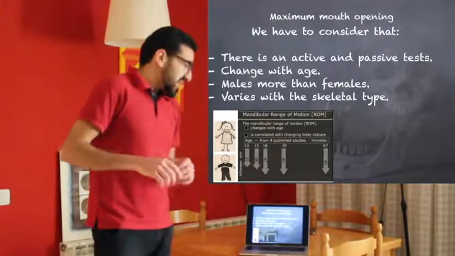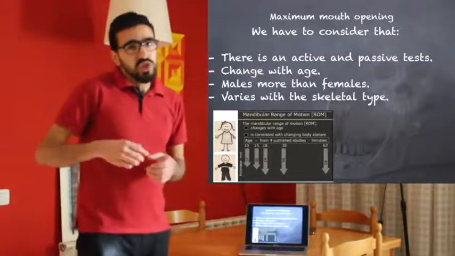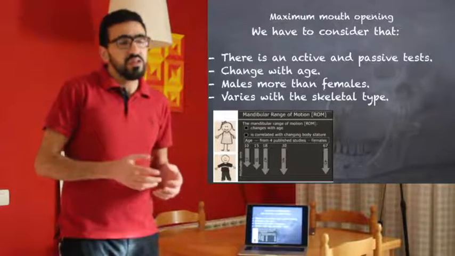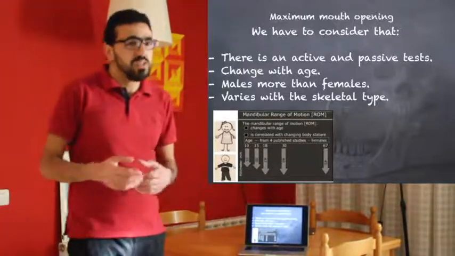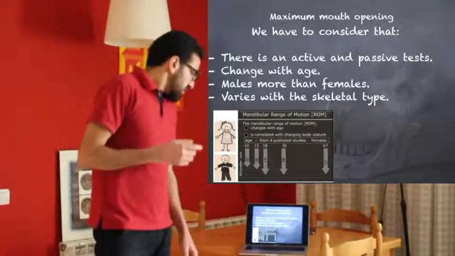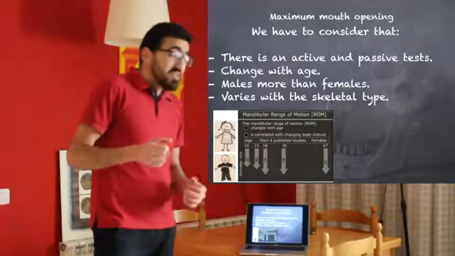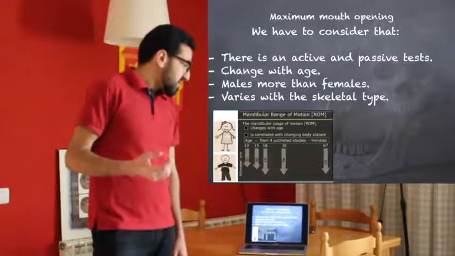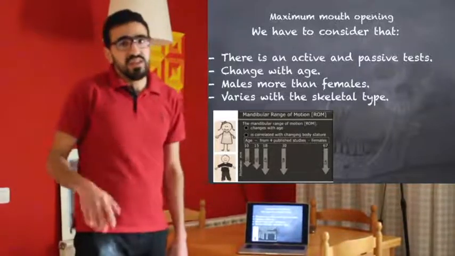The other thing is that mouth opening changes with age. Younger patients have a smaller mouth opening than older ones. The third thing is that males have a wider mouth opening than females. And the last thing is that it varies with the skeletal type.